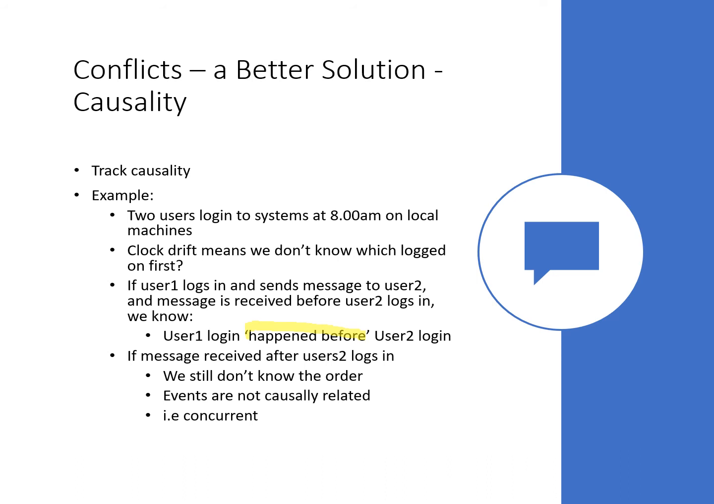If the message is received after user 2 logs in, what do we know? Well, not much, unfortunately. We don't know the order because user 1 may have logged in before user 2, but by the time the message was sent and received, while the message is in transit, for example, user 2 logs in. And there's no way we can discern which events happened before the other. So in this case, we regard the events as concurrent. They happened at the same time and we can't establish causality.